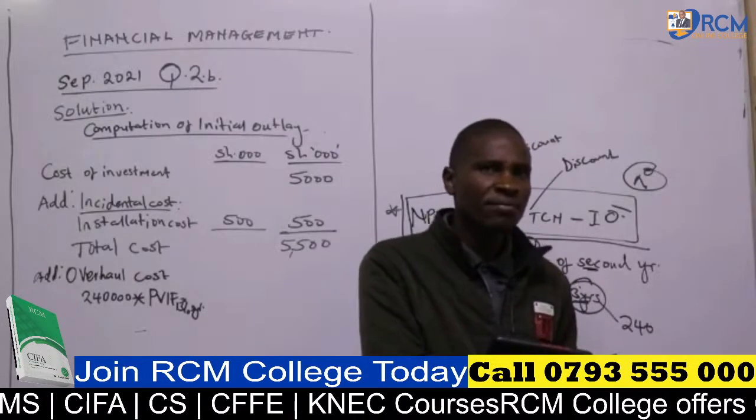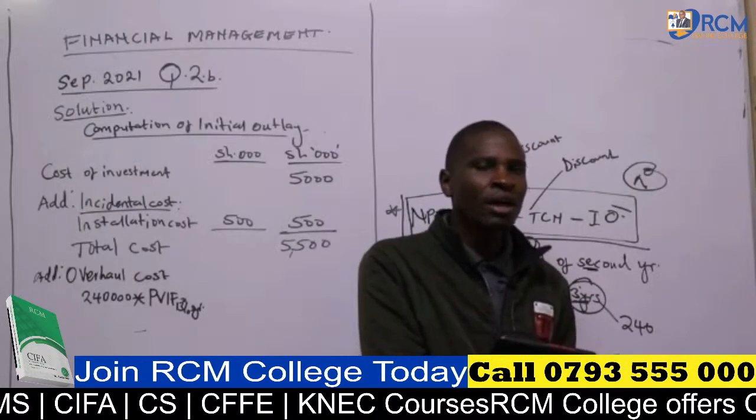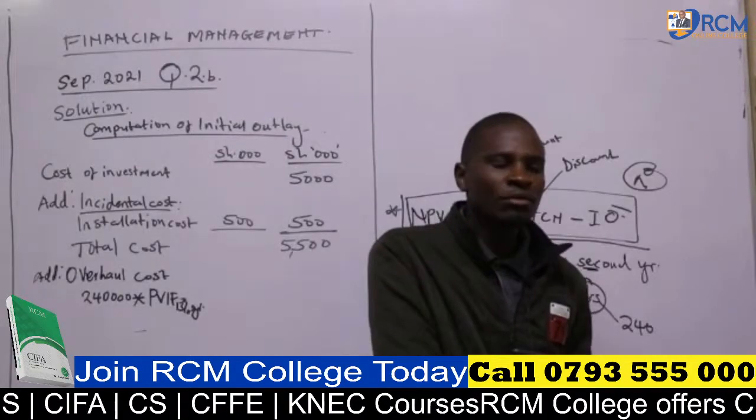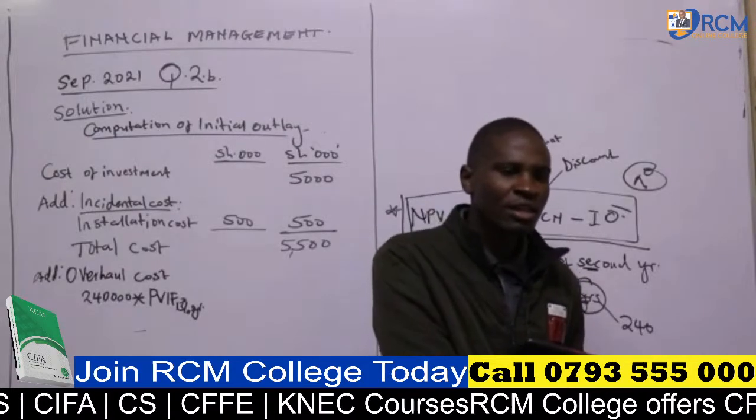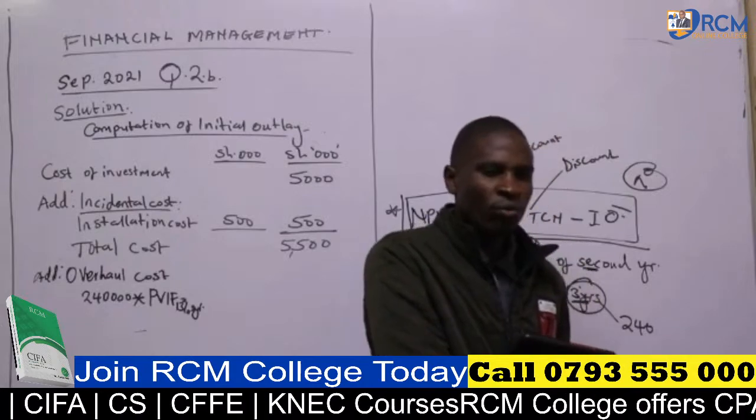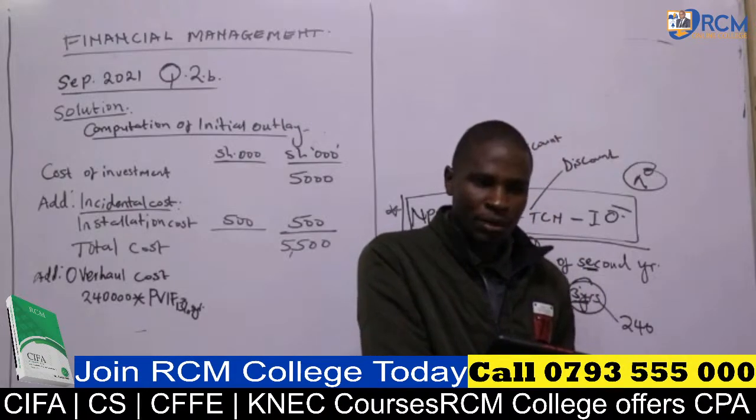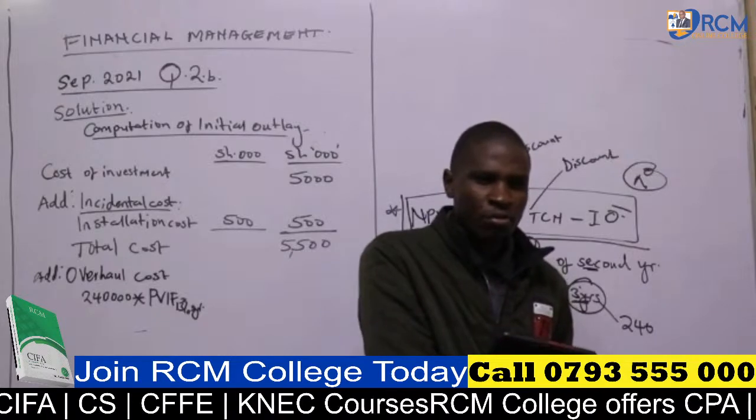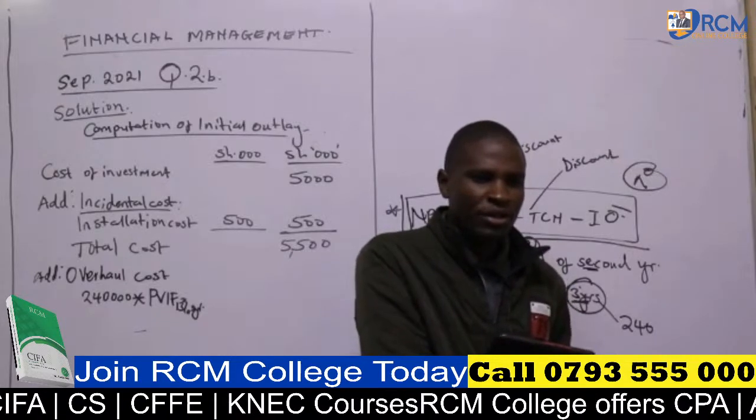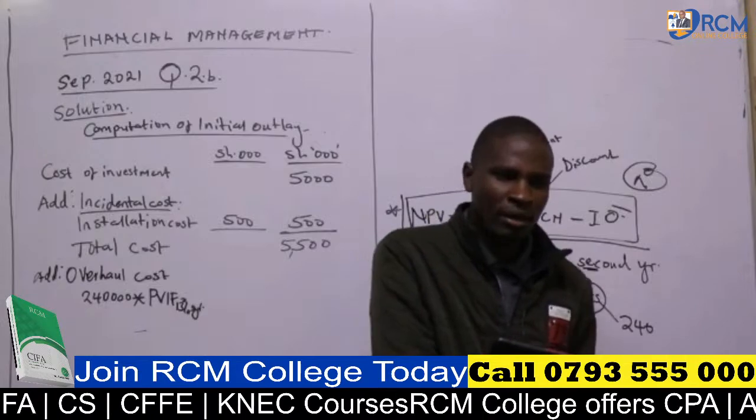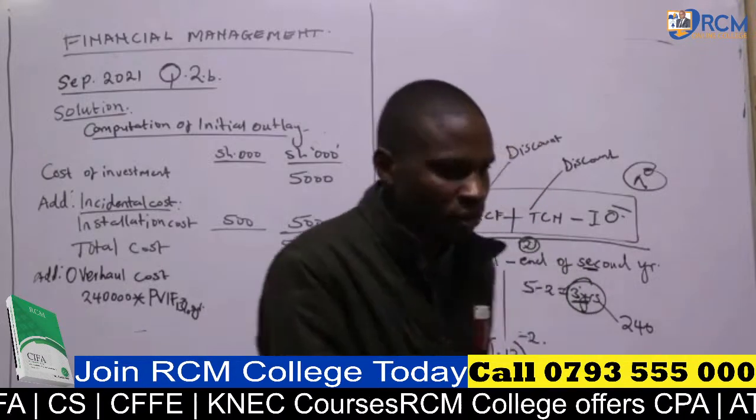For the PVIF or PVIFA, always give it to 4 decimal places. Are we together? I can see Kiptum you have rounded it off. Just give them into 4 decimal places. So I think it is 0.7831. Thank you very much.